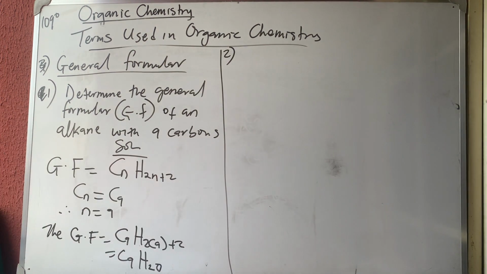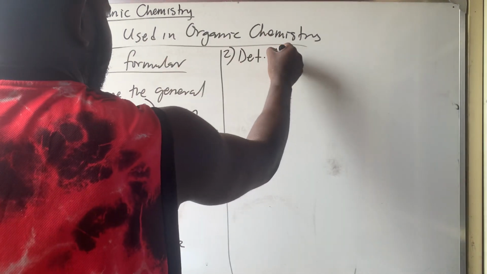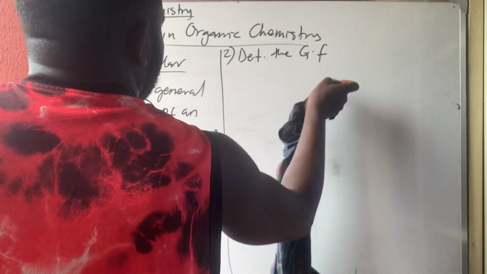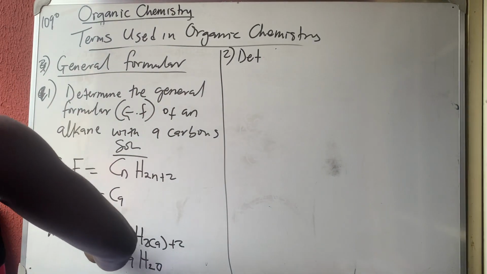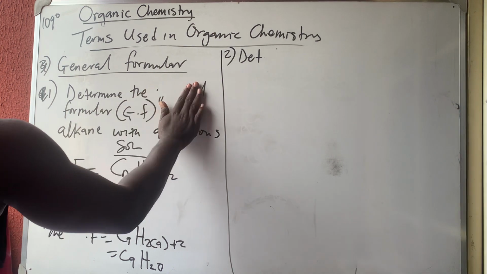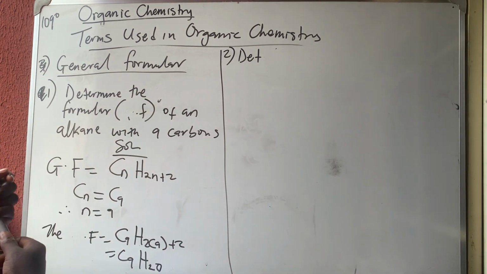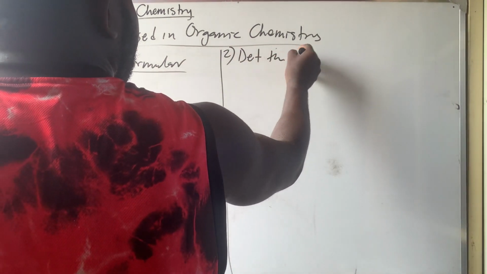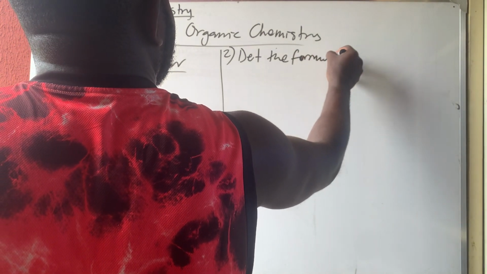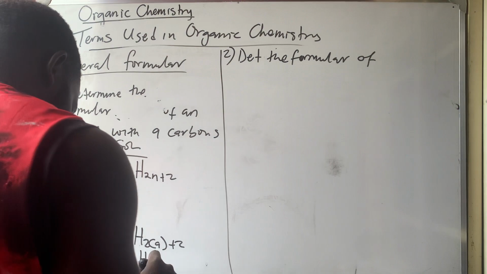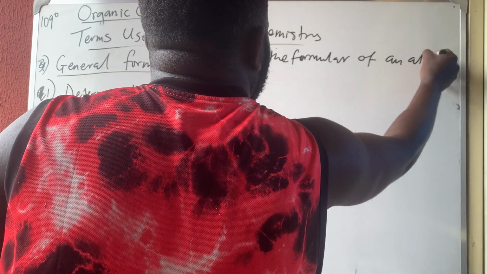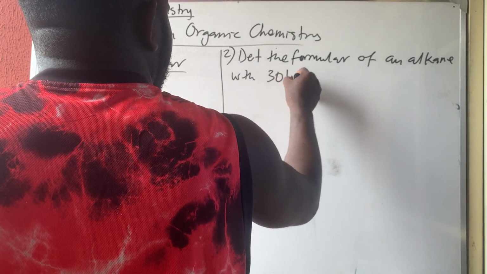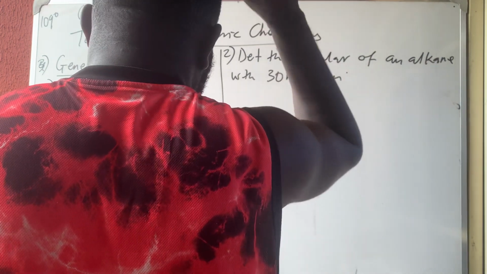The second question said: determine the formula, not the general formula. Determine the formula. It's not a general formula, please. This is a formula of this particular one. This is only formula. Why? Because this one is the general formula for alkane. So determine the formula of an alkane with 30 hydrogens. Okay, very simple.